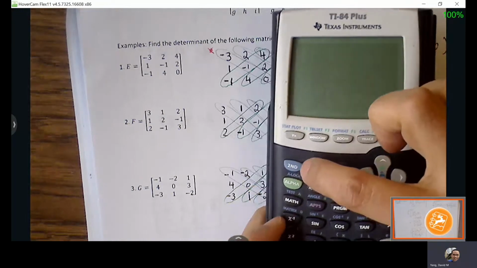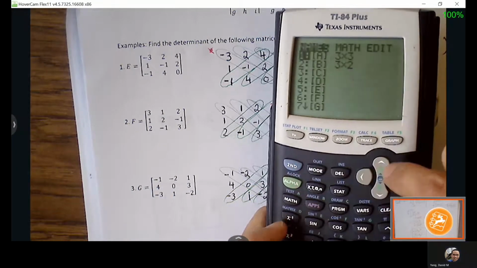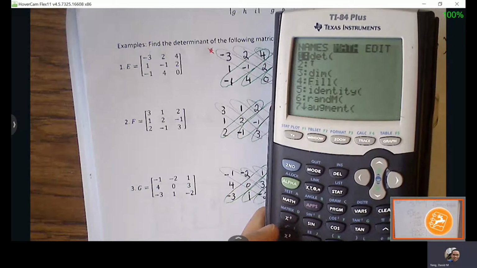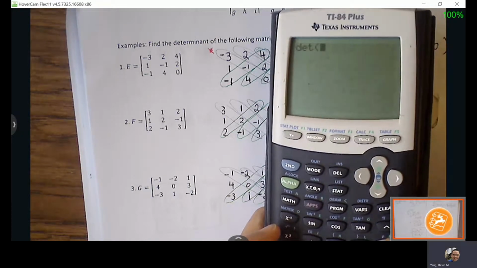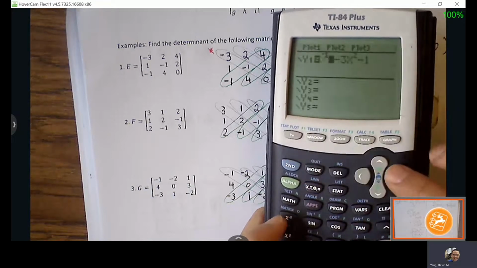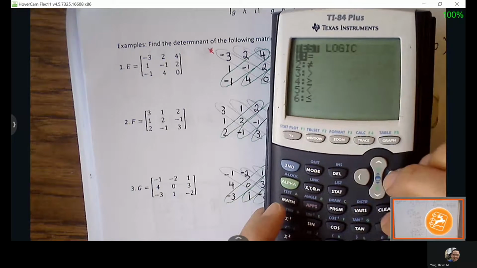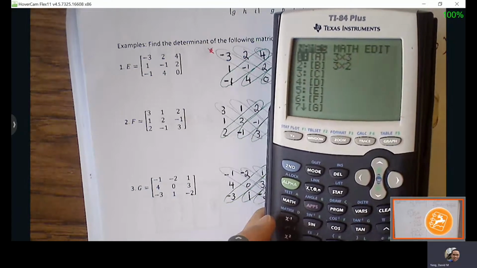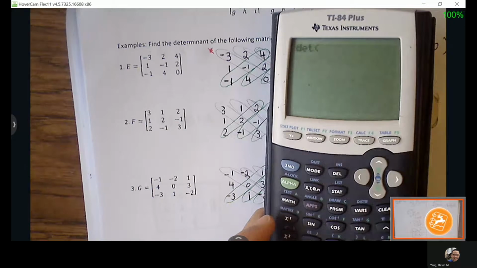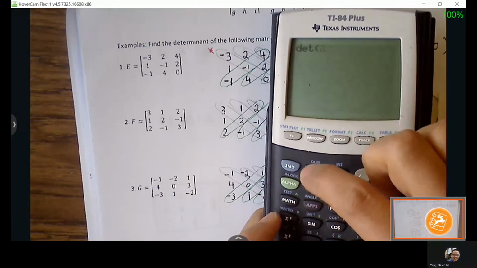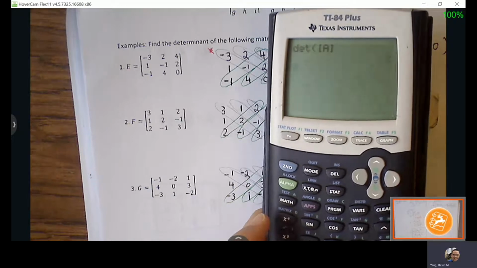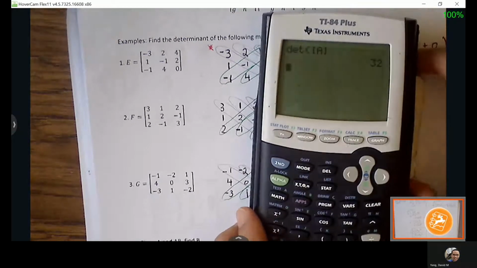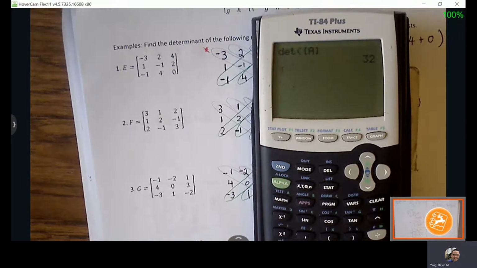And now go back into your matrix page again. Do second matrix. And now I want to scroll over to math. I will see that determinant. So you look at your menu page. It looks very similar to the 36 Pro. Determinant, go back to your matrix page. And then under names, I have matrix A ready to go. All right, determinants. Okay, matrix A. I should also get 32. Okay, any questions with the calculator?